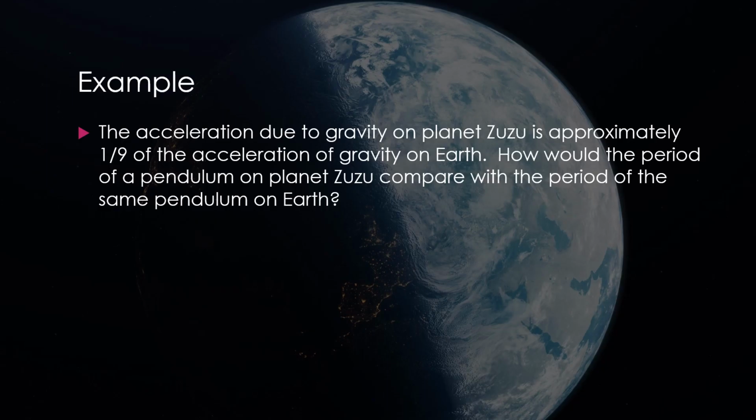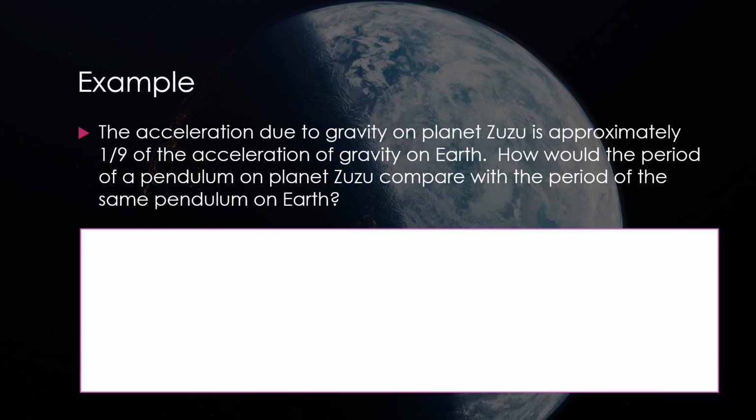Okay, our last problem is a proportional reasoning problem. I know. The acceleration due to gravity on planet Zuzu is approximately 1/9 of the acceleration of gravity on the Earth. How would the period of the pendulum on planet Zuzu compare with the period of the same pendulum on the Earth? Essentially what we're saying is on Zuzu, it's 1/9 times a sub g.